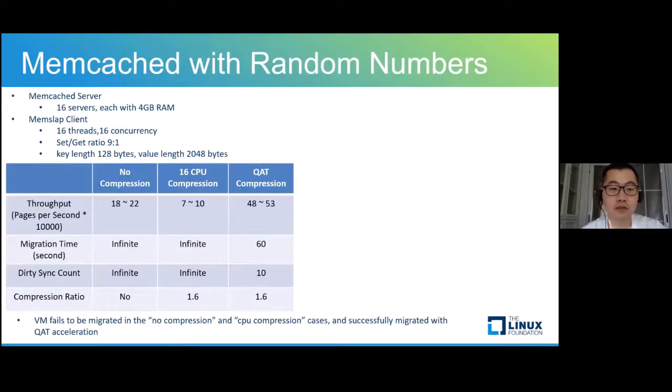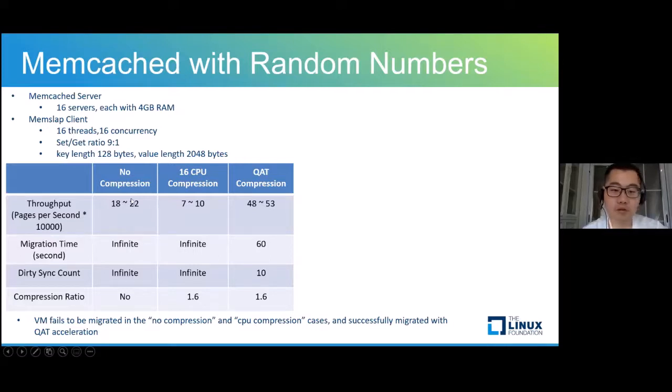So for the third test, we set up the memcached environment using this. Basically, it's a memcached client called the memtier client, and it writes random numbers to these memcached memory pages. The random number is much more difficult to compress than the previous data pattern. We can see from the compression ratio here, it's only 1.6.